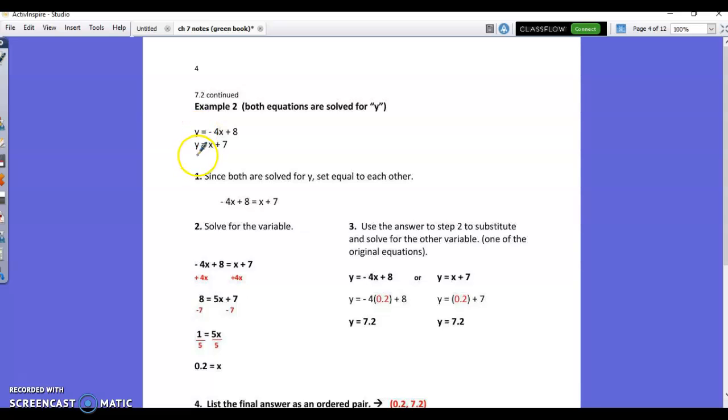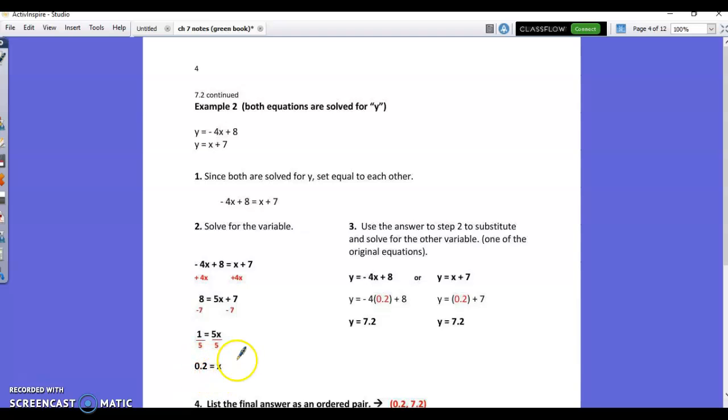The other scenario you're going to see is when both of them are solved by themselves. Well, if that's the case, then we're just setting them equal to each other. So you can see they're both solved for y here. So negative 4x plus 8 is equal to x plus 7, and then we solve, right? So this would be step 2, solve for that variable. Wherever you want to start, maybe you add 4x first, that gives you 5x, then subtract 7. 8 minus 7 is 1, divide by 5, and you get x equals 0.2.